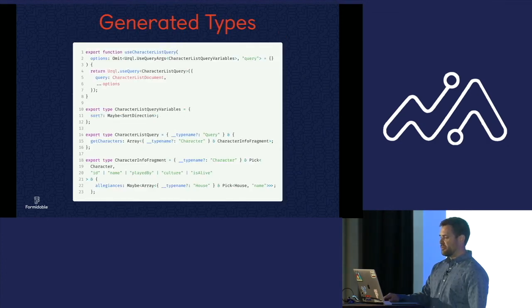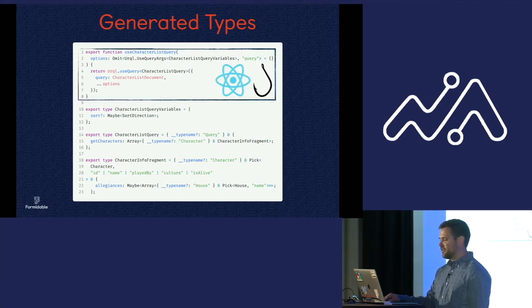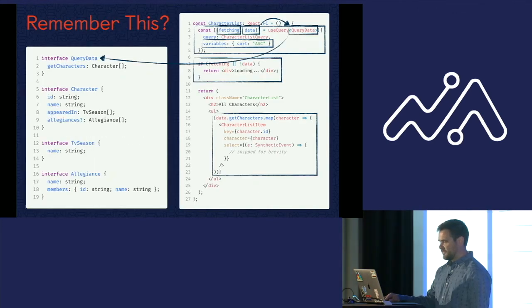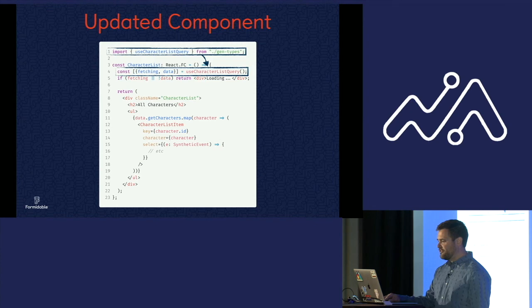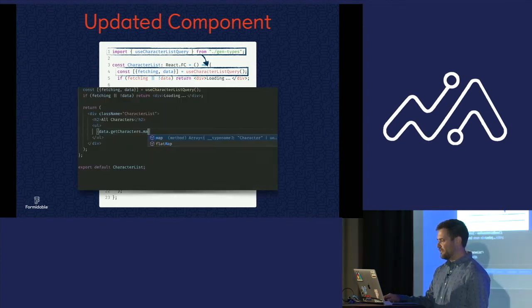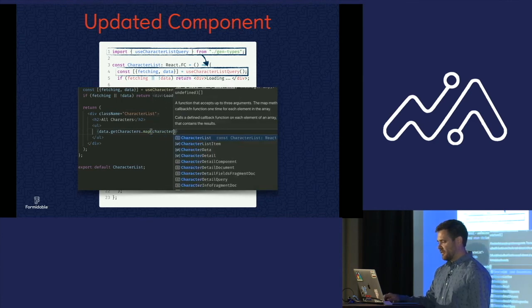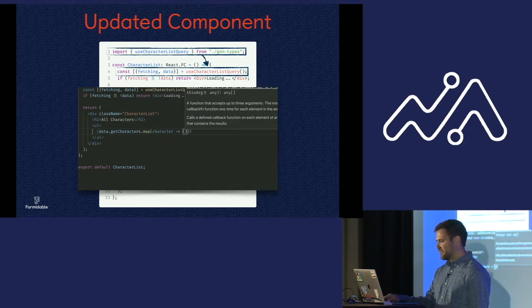So here's a snippet of the output. Again, it's not important to understand all of this stuff. I just wanted to show you what it generates. But the most important part is this React hook that it generated, useCharacterListQuery. So let's update our component. This is what we had before, and this is what we have now. We are only using that single generated hook, but everything is still fully typed. Check out all of the IntelliSense we get from this single import.